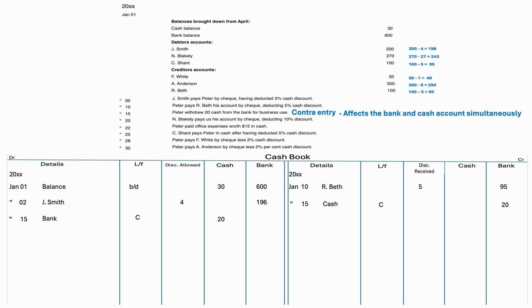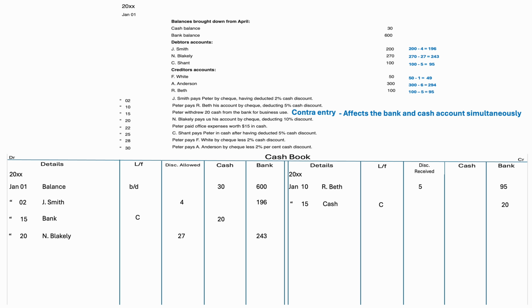The next entry, N. Blakely paid $243 to Peter. So on the debit side, we record the date, January 20th, and N. Blakely in the details column. $27 is in the discount column, and $243 is in the bank column.